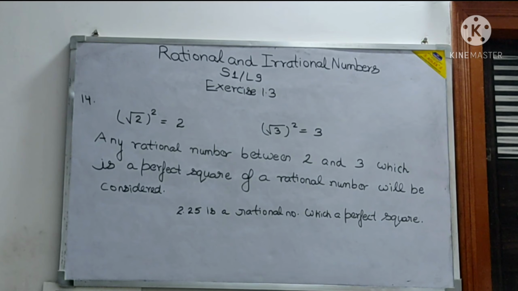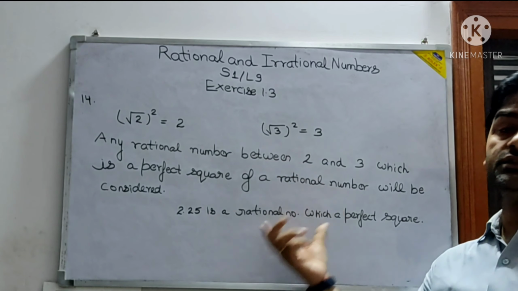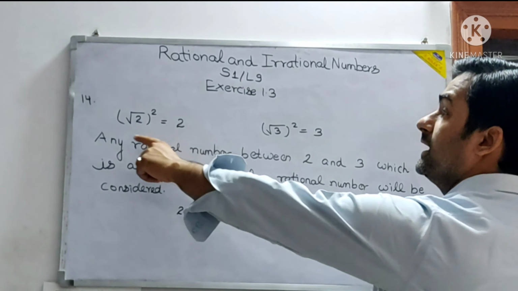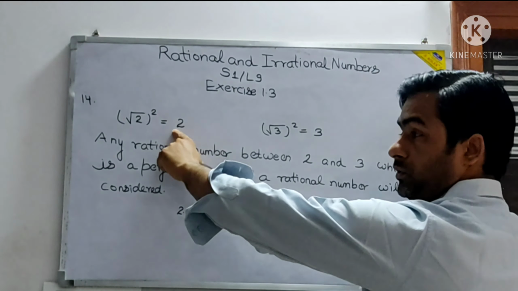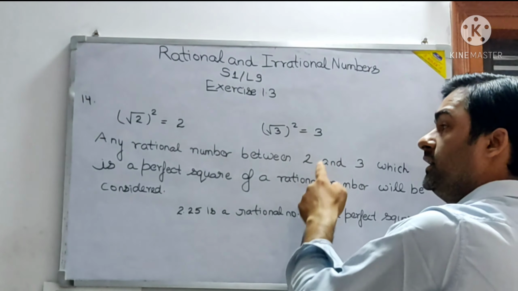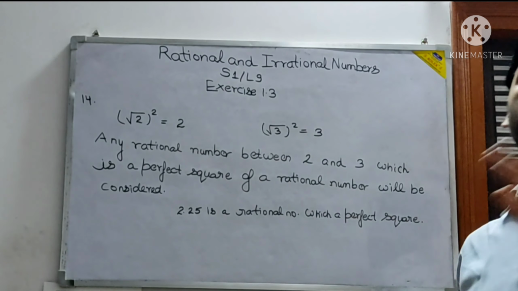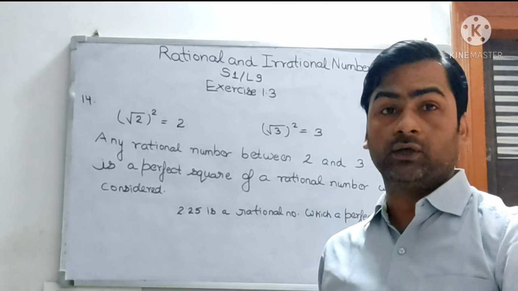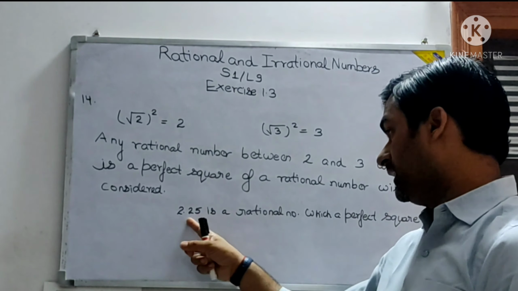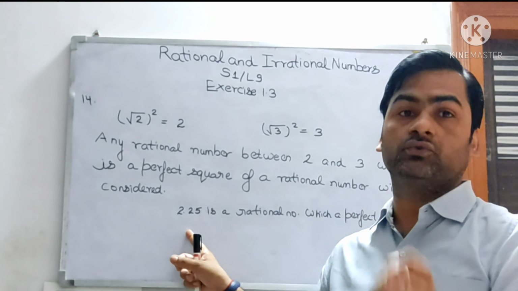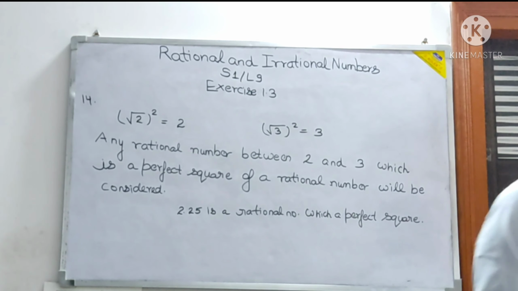So the first thing is that we have to get a rational number between 2 and 3 which is a perfect square. Because we had squared root 2 here and we had squared root 3 here. So whatever number we search between 2 and 3 will be a perfect square, such that we take its square root, and the square root of this perfect square will be the required rational number.